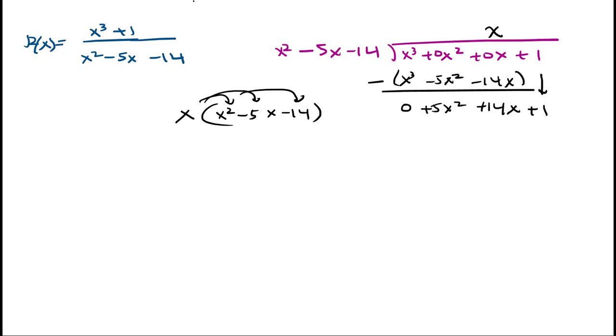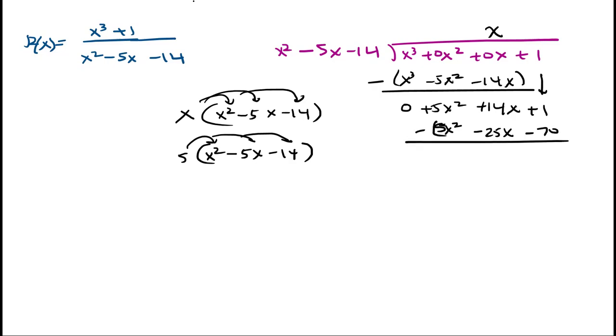Okay, so we do it again. So we have x squared minus 5x minus 14. Okay, and we want to match it to the 5x squared. So that means we need to multiply x squared by 5 and then distribute. So 5 times x squared is going to give us 5x squared. And then we'll have a minus, what we have here, 5 times 5 is 25, so minus 25x. And then 5 times negative 14 is going to give us a minus 70. Okay, and then we subtract.